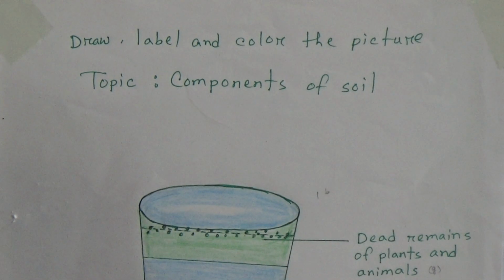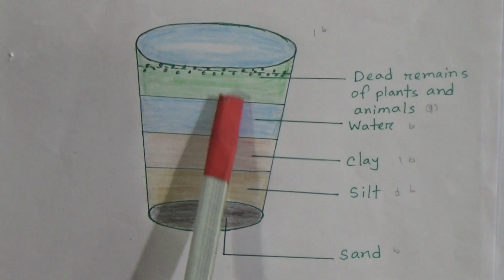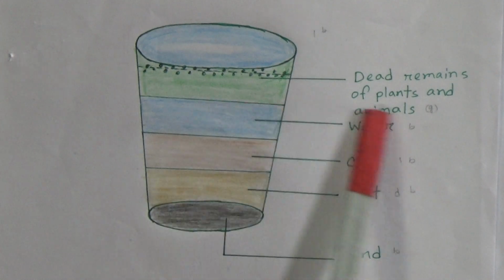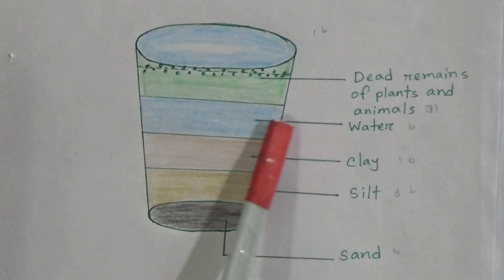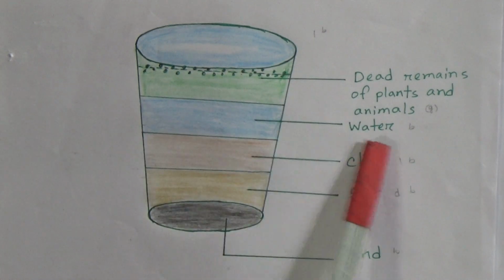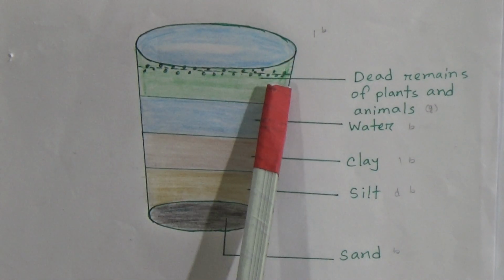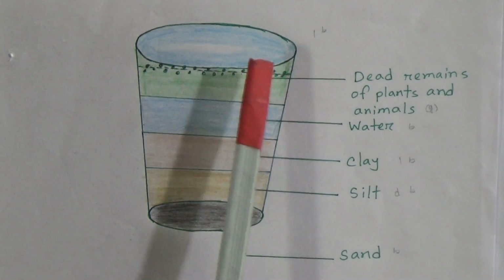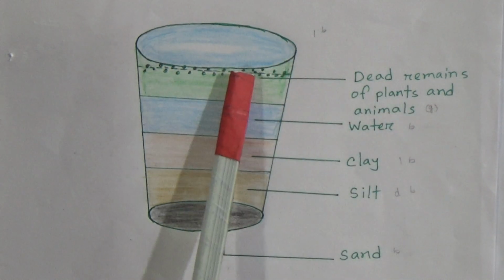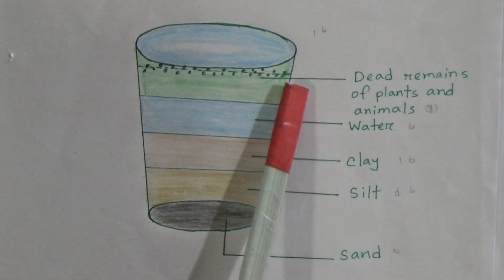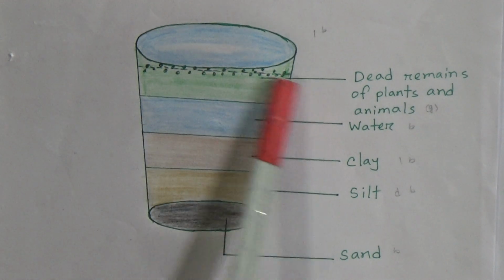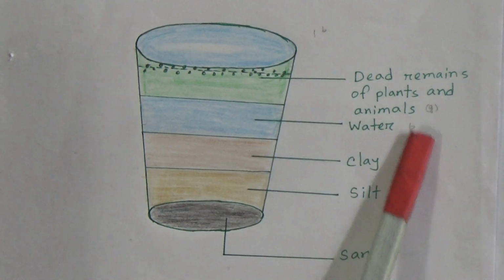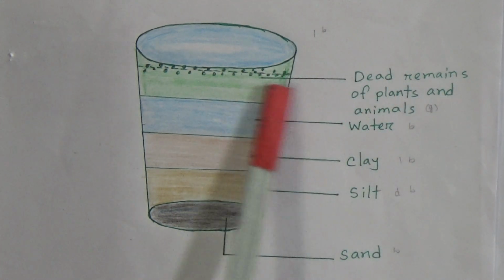Then you have to draw the pot or water glass. Then you have to color and label this picture. So the first part is dead remains of plants and animals. This is the layer of dead remains of plants and animals, and the color will be green. No need to write the color name in your copy, only label the color.